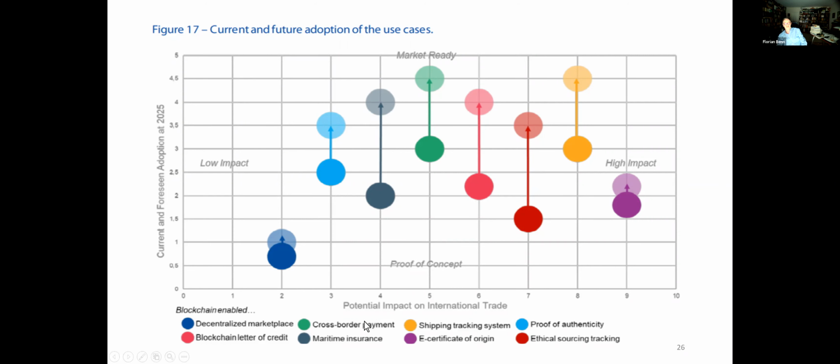So it's this one. And then the shipping tracking system, that deals with the overall supply chain. I'll show you in a second what it is. And finally, e-certificate of origin, it's sort of related to the proof of authenticity.